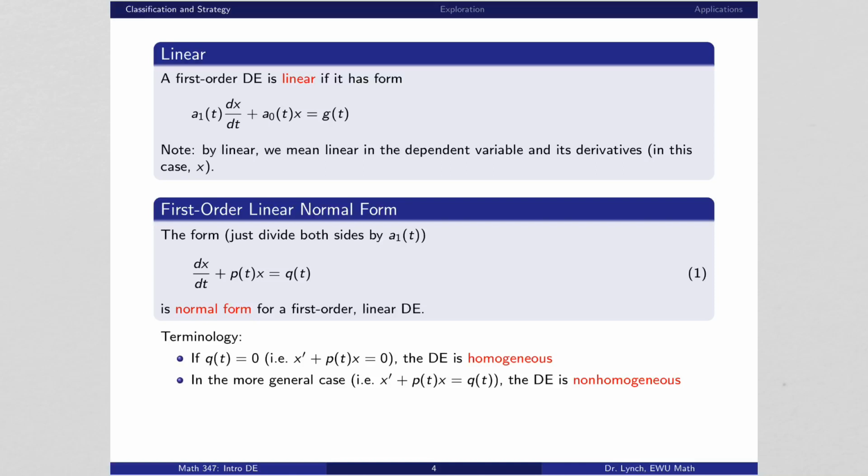A little bit more terminology. If the right-hand side is 0, so that the differential equation is x prime plus p of t x equals 0, we call the linear differential equation homogeneous. And in the more general case, where q of t is some function, we call the differential equation non-homogeneous. Those of you with some linear algebra experience are noticing a few familiar words. Linear, homogeneous, and non-homogeneous are going to have the same meaning here that they did in linear algebra.